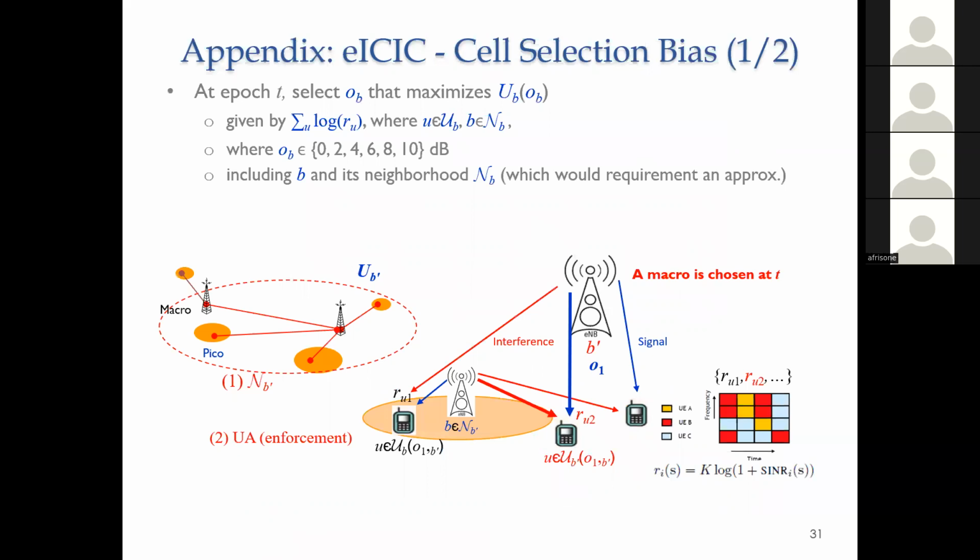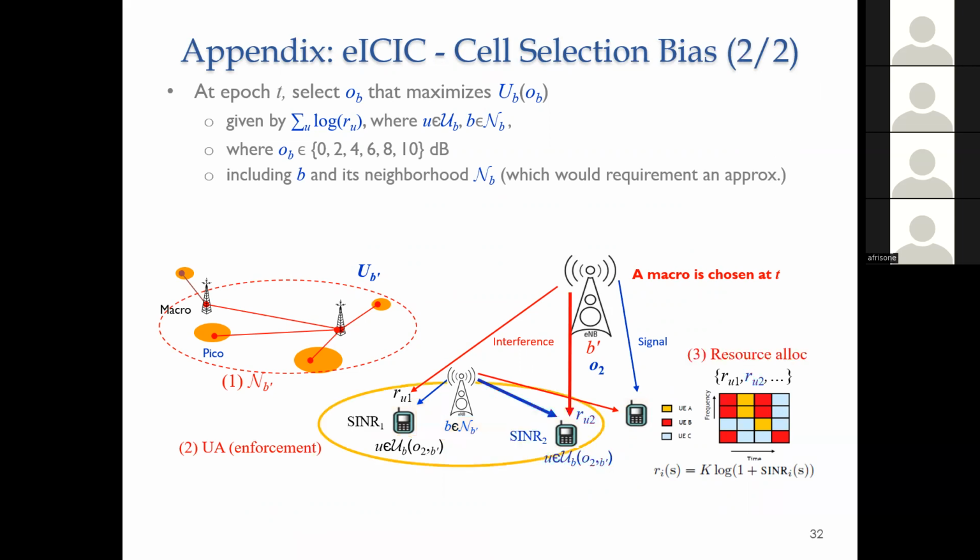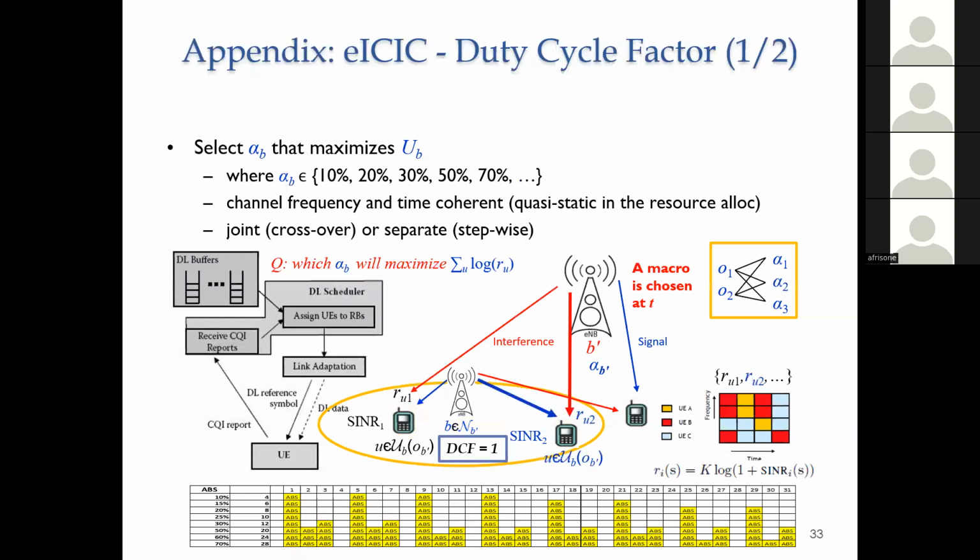Okay, and I would just skip this appendix, which is another application, which is not in terms of power, but in terms of the eICIC ABS, the almost blank subframe resource allocation reservation scheme. Okay, and just another story. Okay, examples for other applications.